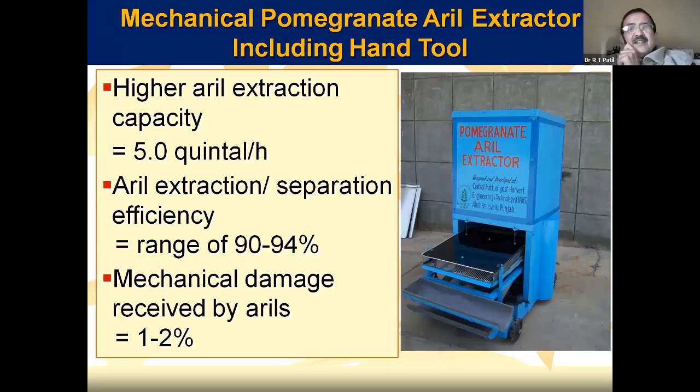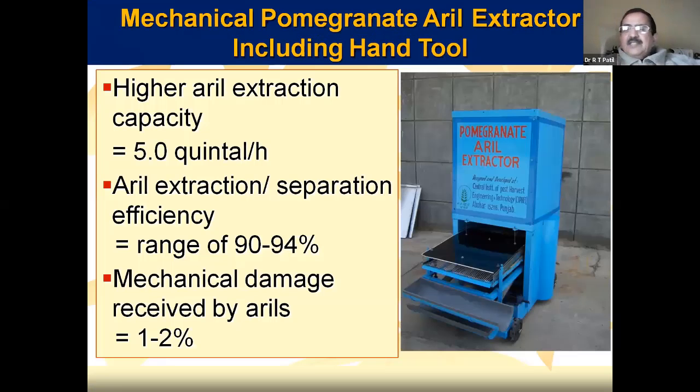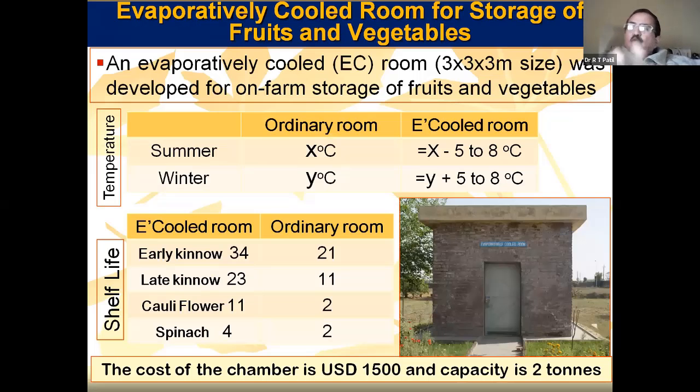Then this is a machine for aril extraction, developed just for that. And this is an operative cool room, because I was talking about the cold chain. Cold chain is required, but the cool rooms are required and the cold storage is required. The cool room is the natural, ventilated structure that is operatively cooled. And this is the structure which costs only 1.5 lakhs, and 2 tons of material can be stored in this.